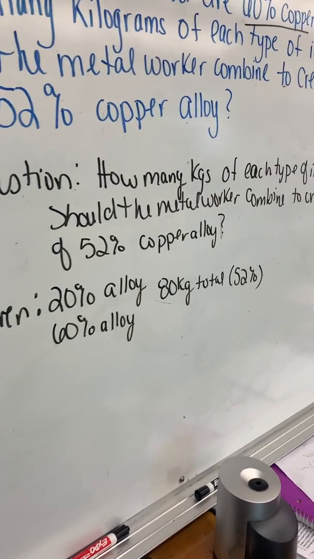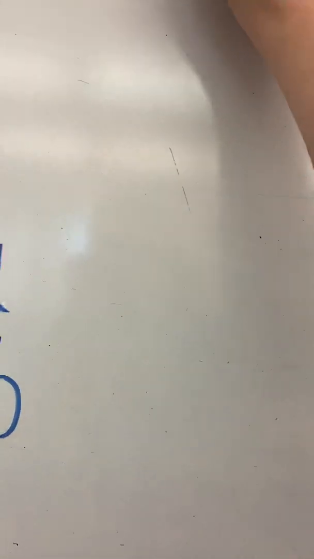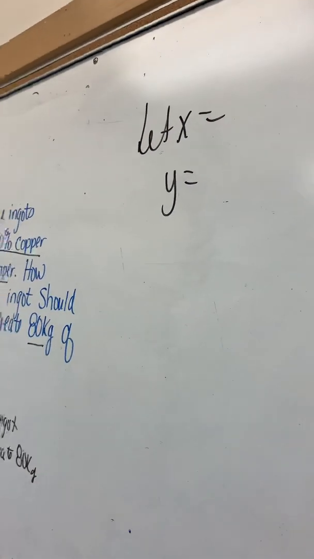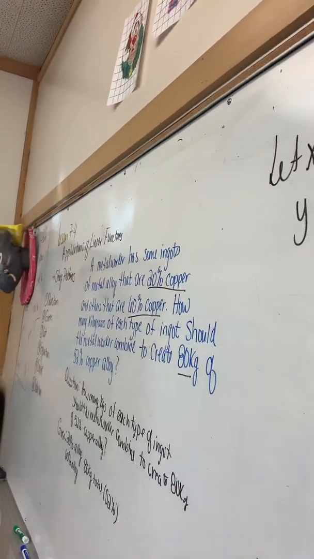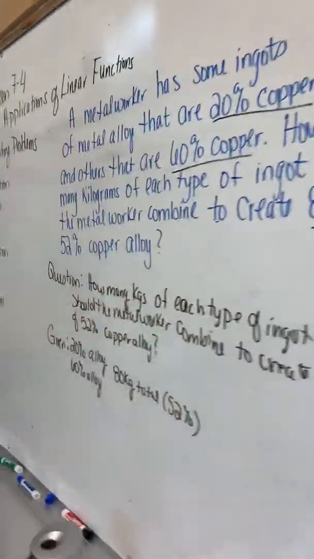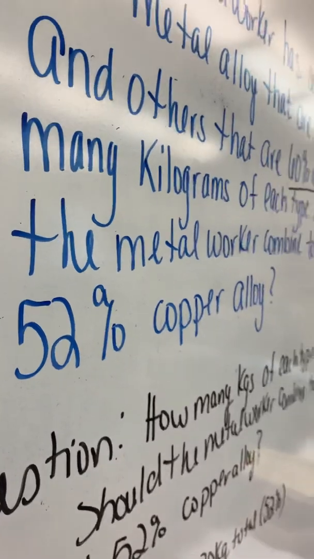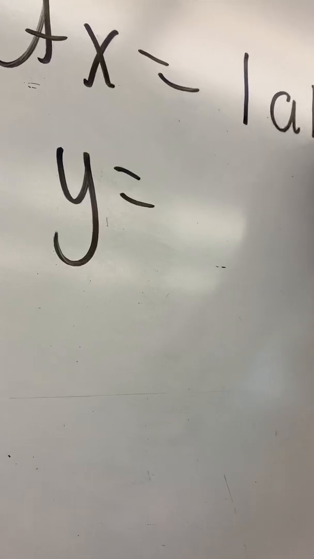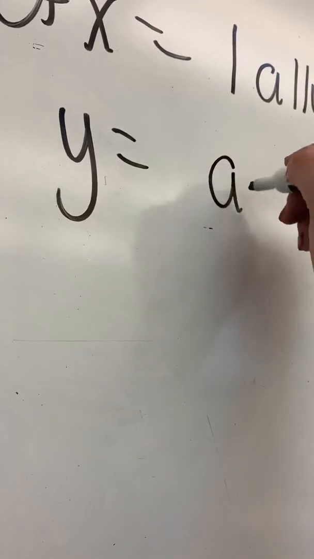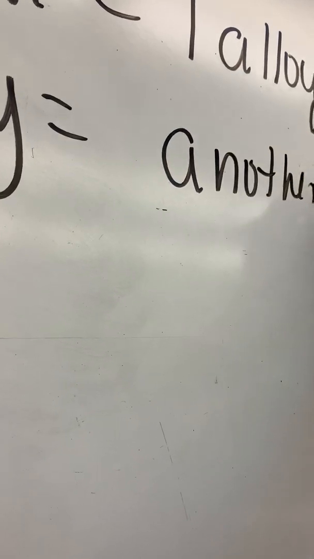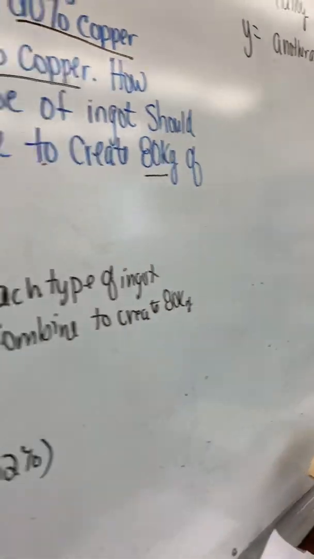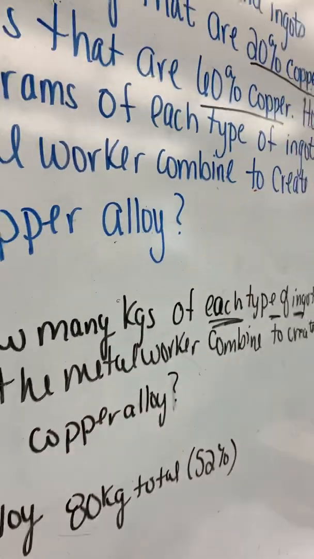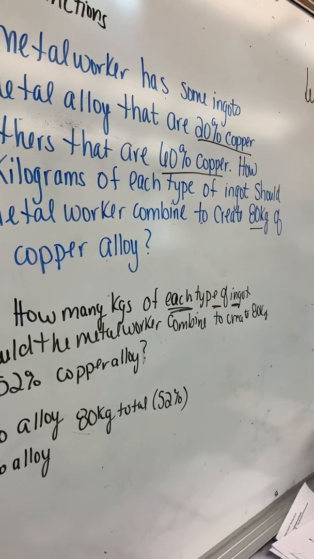So when we're assigning our variables, let x equal, y equal. So when I'm assigning my variables, what am I looking for? How many different alloys are we looking for? 2, right? So I'm going to let x equal 1 alloy, and I'm going to let y equal another alloy, because it's asking you how much of each type of ingot.